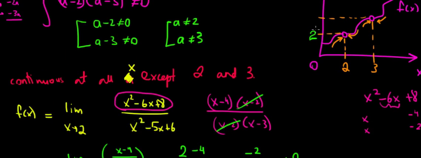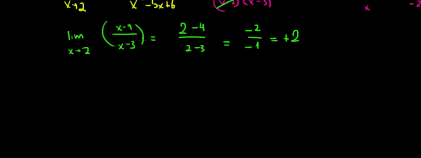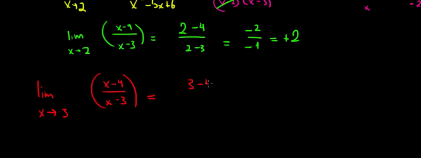Let's see what happens when we approach x at 3. At the point of 3 we have a critical point, because we would have 3 minus 3, which is divided by 0. So how would that look? Because 3 minus 3 is 0, we would have x minus 4 divided by 0. So if we approach 3 of x minus 4 divided by x minus 3, we would have 3 minus 4 divided by 3 minus 3, and that's minus 1 divided by 0.